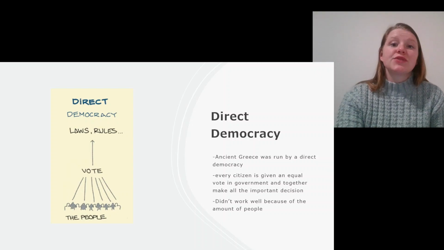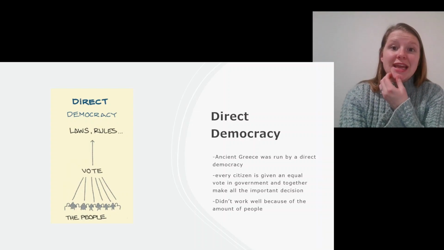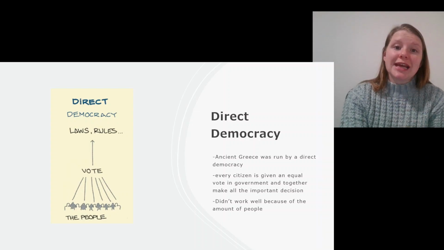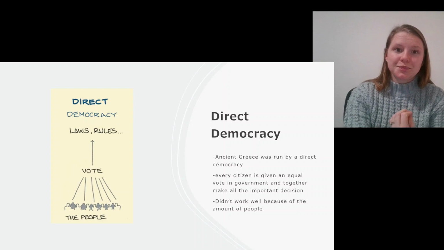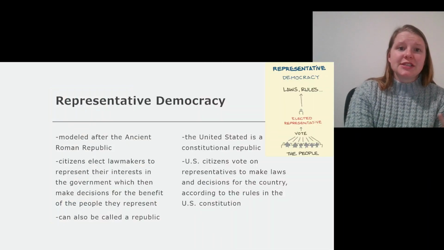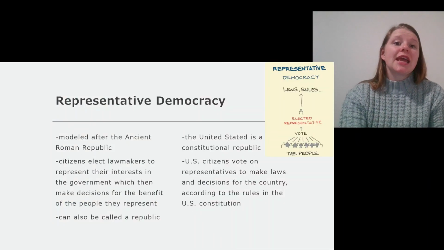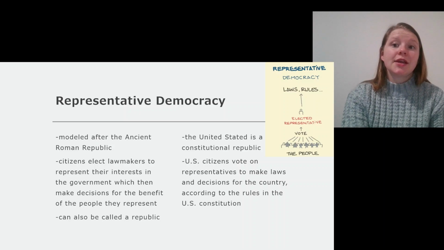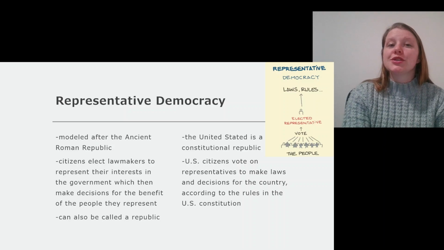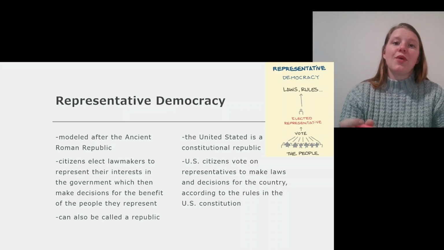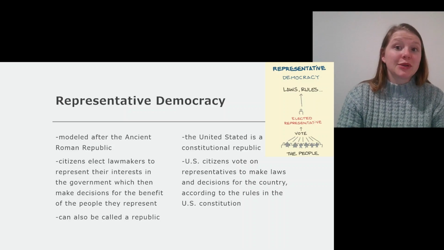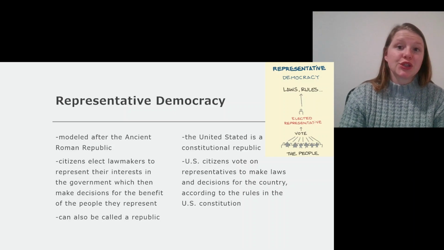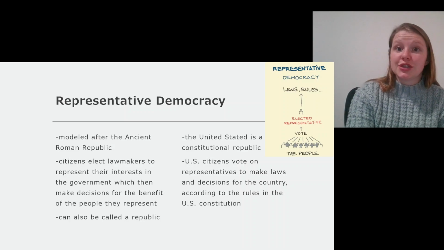Due to this, they transformed this type of government into a representative democracy. A representative democracy is where citizens elect lawmakers to represent their interests in the government. The United States is a constitutional republic where citizens vote on representatives to make laws and decisions for a country according to the rules in the US Constitution.